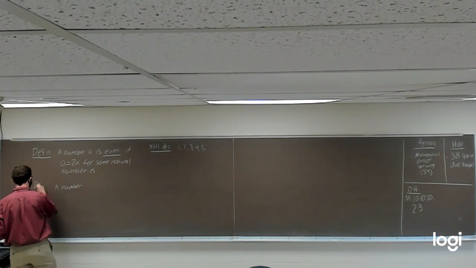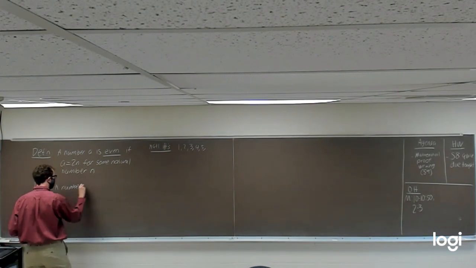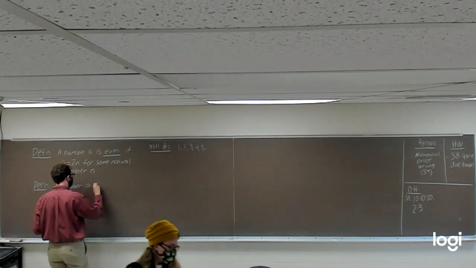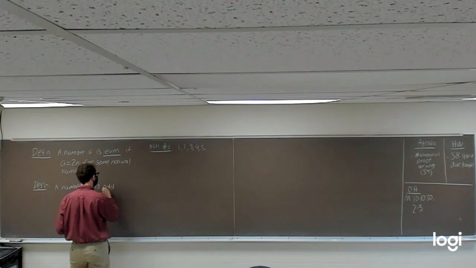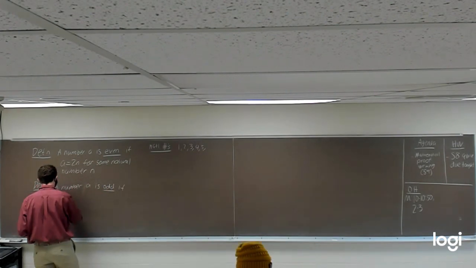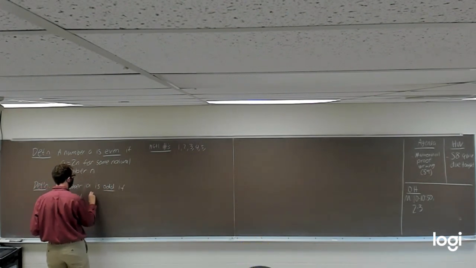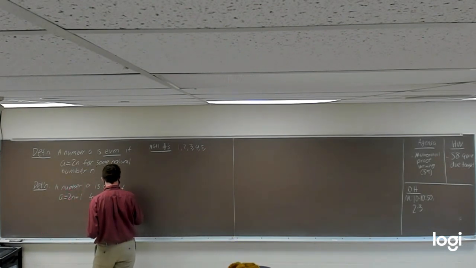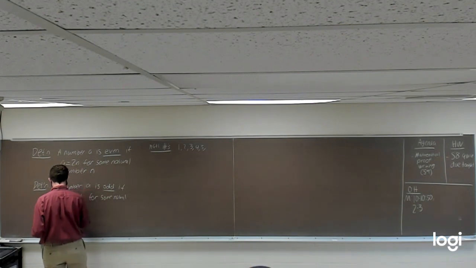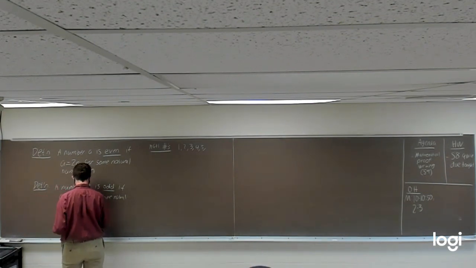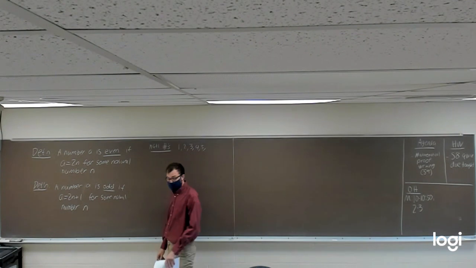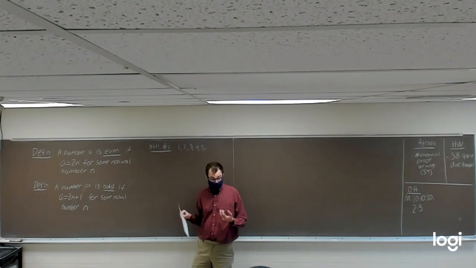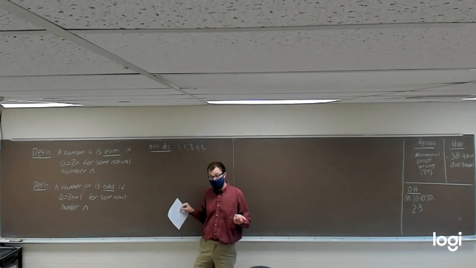This will be another definition. A number A is odd if A is equal to 2n plus 1 for some natural number n. And one of the things we're going to do is prove later on that every number has to be either even or odd. You can't have a number that is both.